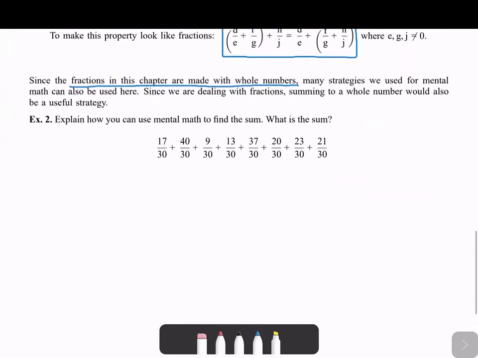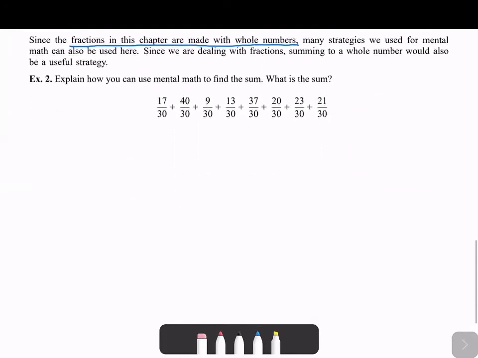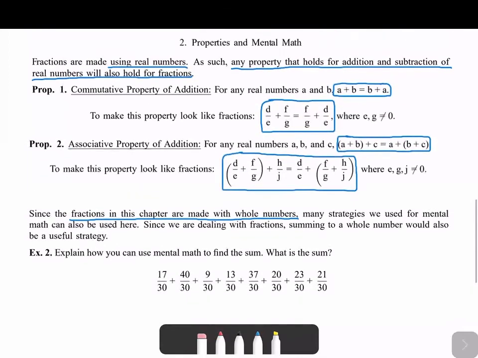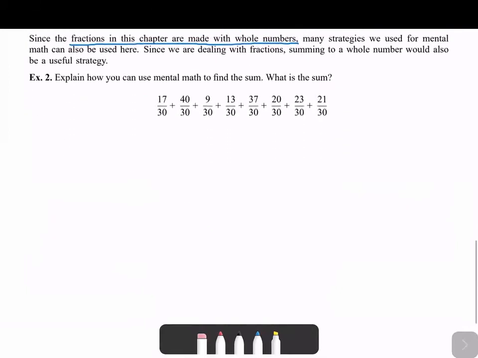So I just want to show an example of how that works. If we're adding this very long string of fractions, we want to use mental math to find the sum. And I'm going to write out a little bit of work here. If we're using mental math, remember we typically wouldn't write out a lot of work, but I'm just going to write it out here to show you the thought process that you would have if you're doing this mentally. So adding it just straight across is kind of difficult. We want to use the two properties we talked about, the commutative property and the associative property, to reorder what we're doing here.